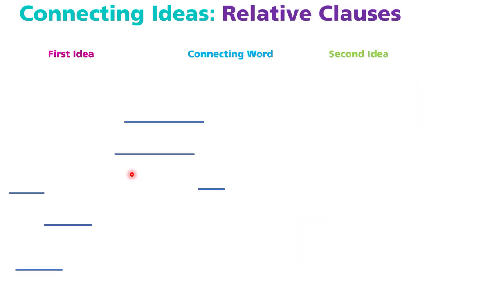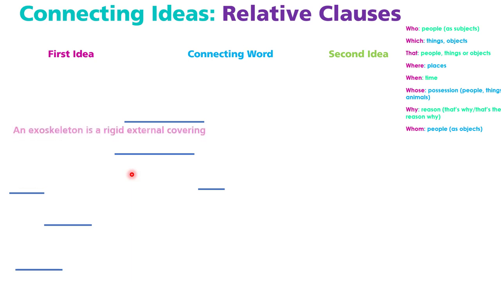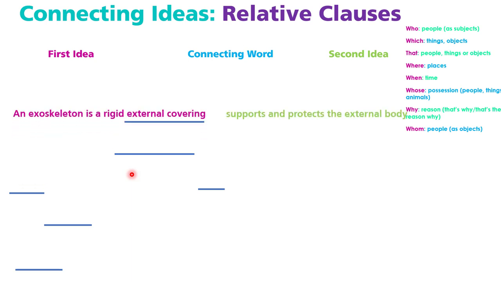Okay, so we're going to check, guys, some examples, and what you need to do is to try to see how we can connect two ideas with a relative pronoun. So in this case, I'm going to show you some relative clauses. Remember what is the correct expression that we need to use. Okay, number one, it says an exoskeleton is a rigid external covering, supports and protects the external body. In this case, we have these options: who, which, that, where, when, whose, why, and whom. So, guys, what do you think is the correct relative clause or connecting word?